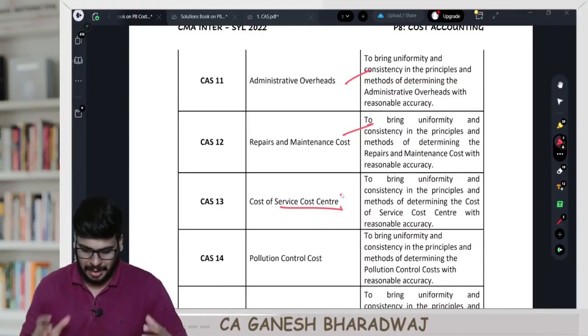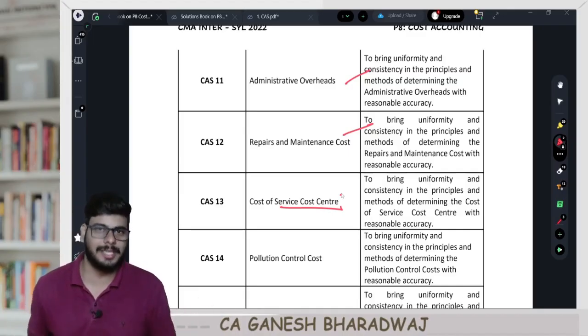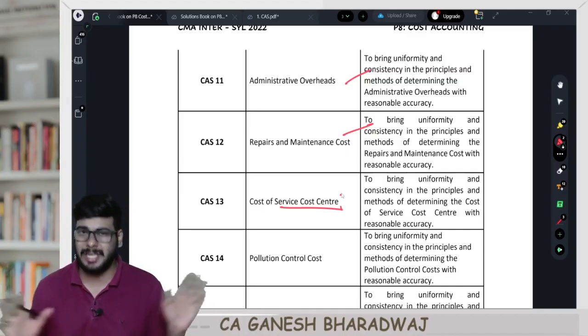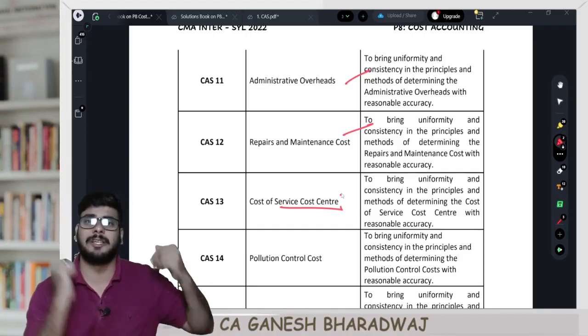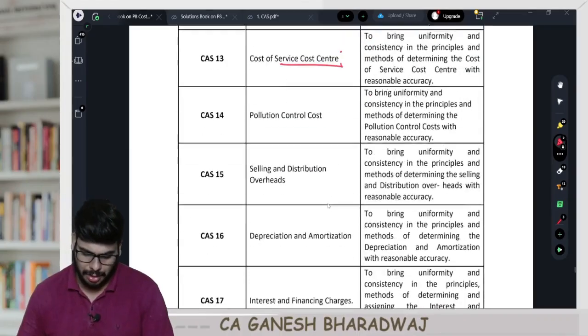So here they are not going to ask you about treatment of all these things. They are just going to ask you scope, objectives and all. It's very simple, right? As they are purely focusing on the theoretical aspect, while the practical aspect is already being covered. Are you clear with this, guys?